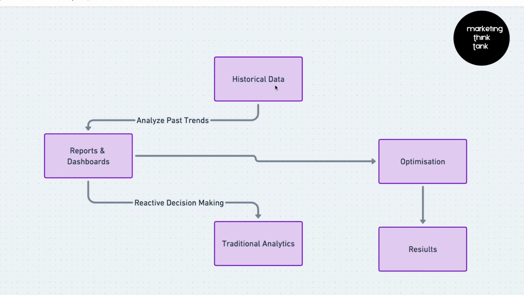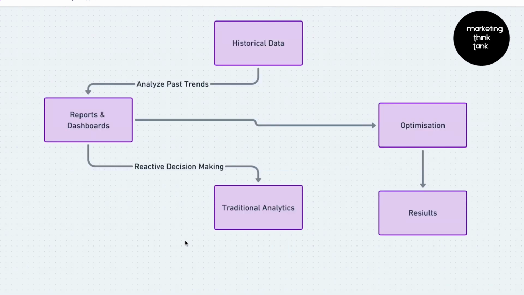So we had some historical data. The source of this data came from your ad campaigns, from the data that you had collected in the past. And once we had your current marketing data in terms of your campaigns, we analyzed that using reports and dashboards. We did some campaign optimization to get results, but mostly it was reactive decision making, and this is exactly how traditional analytics worked.